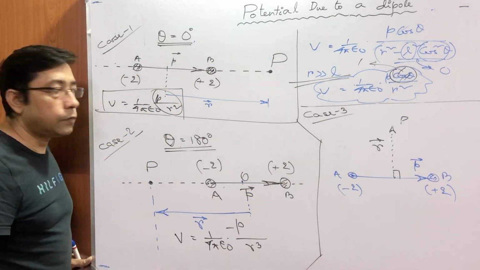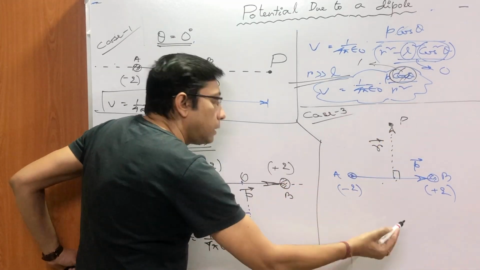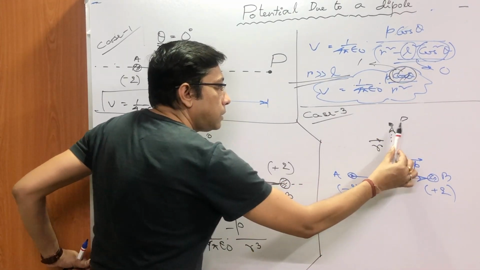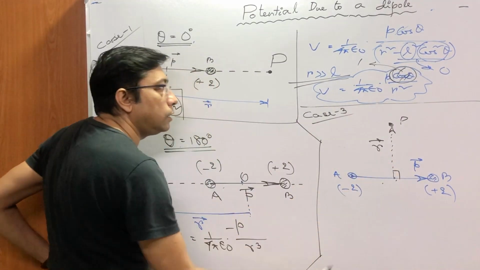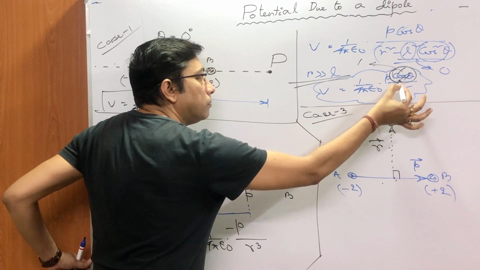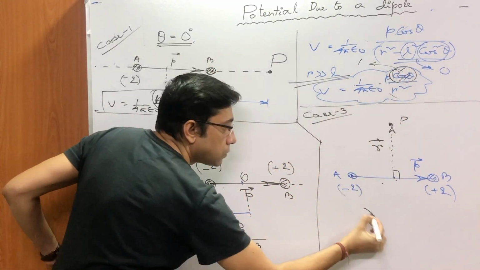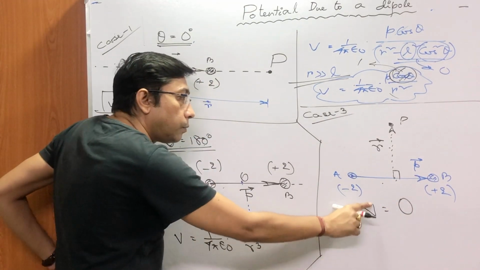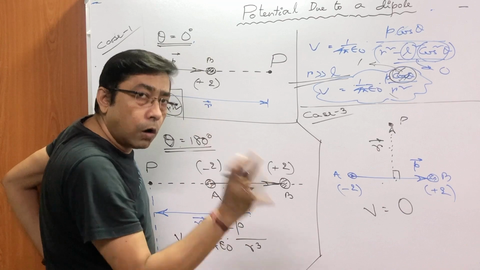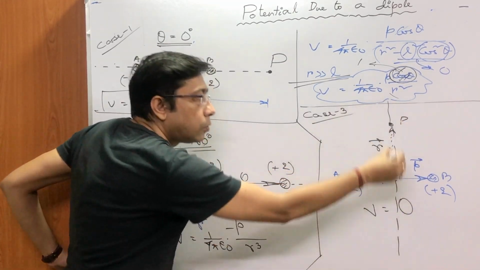And what would be the case for this one? Here, from the middle point, vector R is in this direction, and dipole moment, vector P, is in this direction. So the angle is 90 degree. If the angle is 90 degree, cos theta becomes 0. So if cos theta is 0, the total thing becomes 0. So here, V equals 0. So remember this idea: potential is 0 at all the points on the perpendicular bisector of a dipole, anywhere.